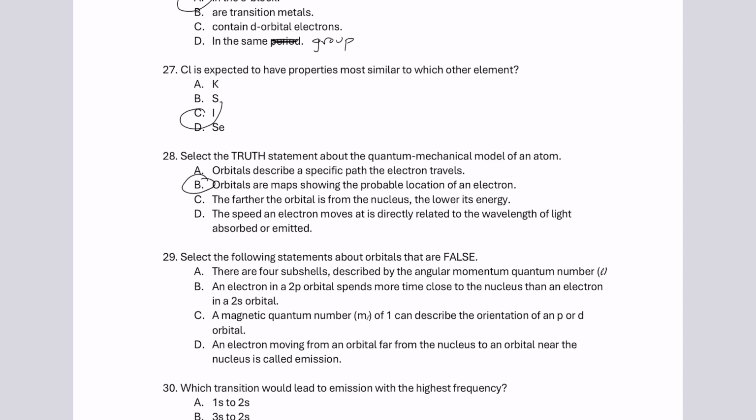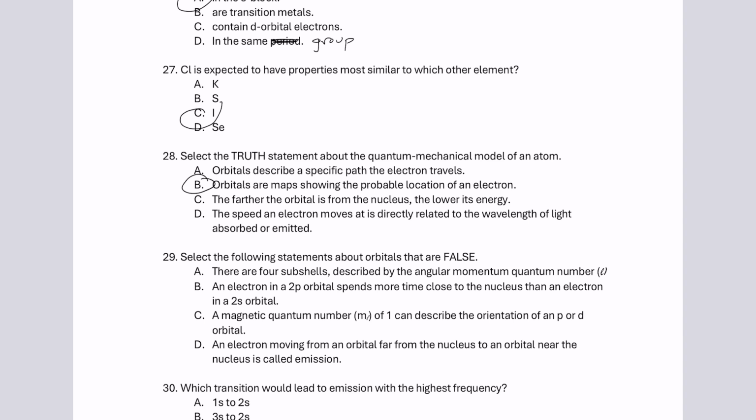Orbitals are maps that show the probable location of an electron. The quantum mechanical model describes electrons as existing in regions of probability called orbitals. And these orbitals are mathematical probability distributions that indicate where an electron is most likely to be found at any given time, rather than a specific path it follows. So 28 is B. All of the other statements are incorrect.